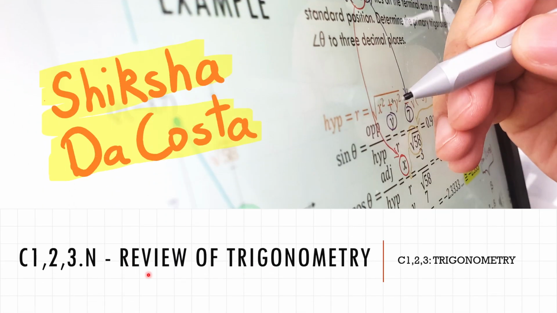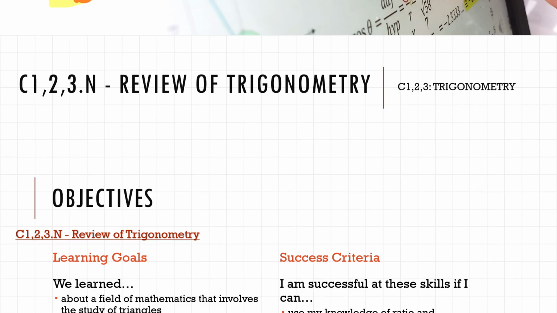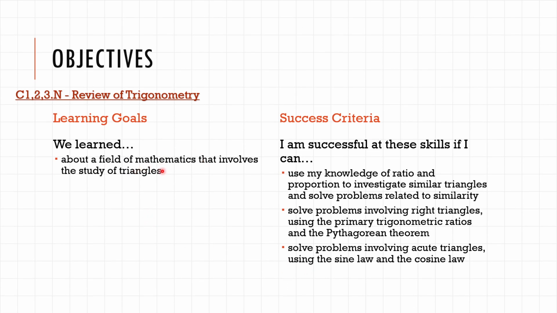Today we're going to just review our unit on trigonometry. In this unit, we learned about a field of mathematics that involves studying triangles, and hopefully by now you're able to use these ideas that we explored, like ratio and proportion, to look at similar triangles and solve problems if they are similar. Hopefully, you're also able to solve problems that involve right triangles using SOHCAHTOA, the primary trig ratios, and the Pythagorean theorem. And finally, this one is really the toughest one here. Hopefully, you're able to solve problems that aren't right triangles, triangles that are acute, if you can apply the sine law and the cosine law.